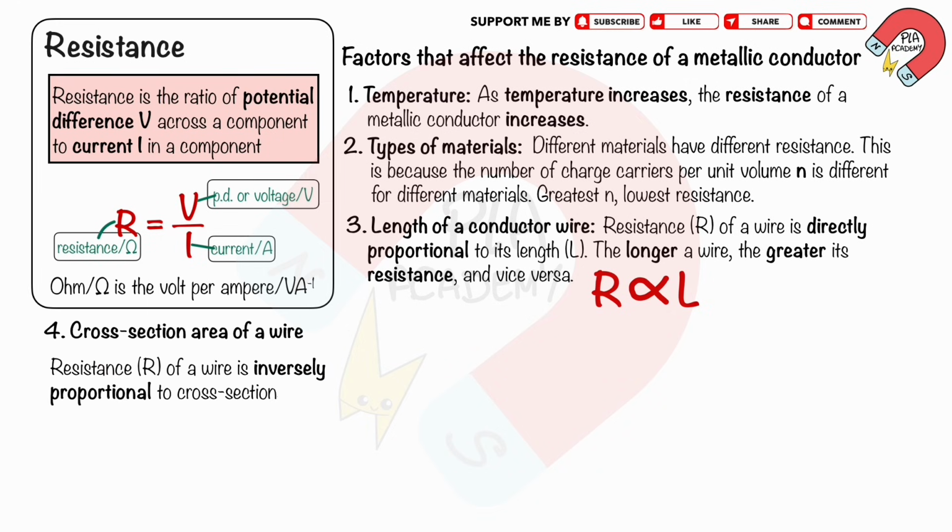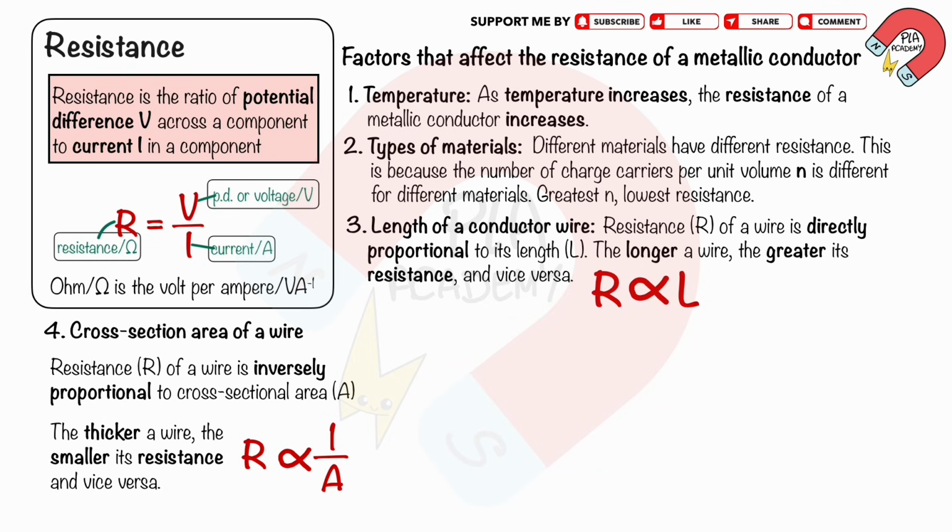4. Cross-section area of a conductor wire. Resistance R of a wire is inversely proportional to cross-sectional area A. The thicker a wire, the smaller its resistance and vice versa. This is because there is more space for electrons, and so more electrons can flow.